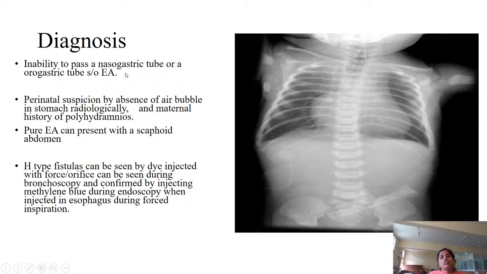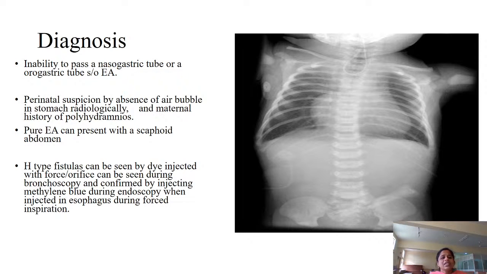So, you have to be careful. You have to take an X-ray and see where the issue is, whether it is getting coiled back. Perinatal suspicion can be there by absence of air bubble in the stomach radiologically, and maternal history of polyhydramnios can be seen. Pure esophageal atresia can present with a scaphoid abdomen. Obviously, when the air does not enter, whatever the child is going to take in, the air does not enter the stomach. So the abdomen presents like a scaphoid abdomen.